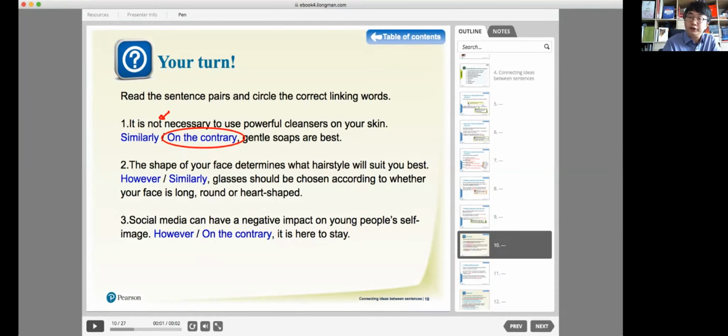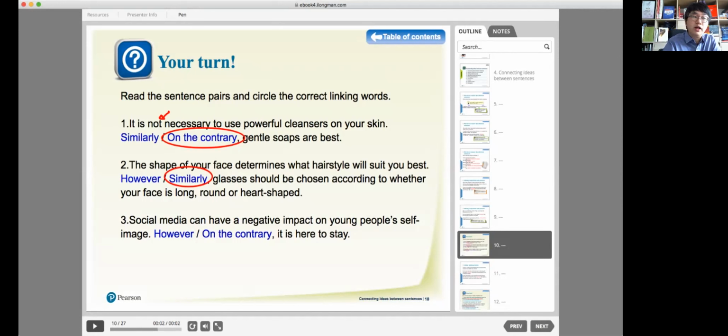Last one, the third one. Social media can have a negative impact on young people's self-image. Third, it is here to stay. It's here to stay. So we can see a contrast here. This is why we are using the connective however.